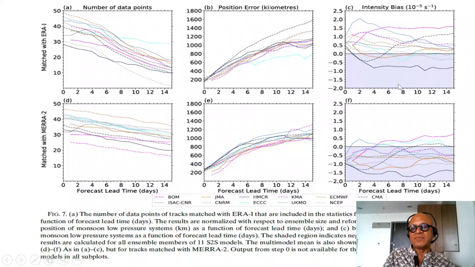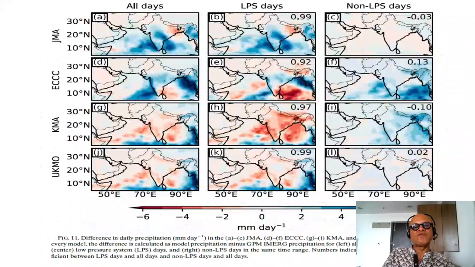So the observational estimates themselves are not always consistent with each other, and people have done comparisons of different products for LPSs, and there are differences. So obviously identifying them and tracking them is problematic even from data, but for the models also, reproducing their genesis, numbers per season, interannual variability, tracks, deviation from the observed tracks, amount of rainfall, and so on are all a challenge. But as we said, we want to look for the statistics.